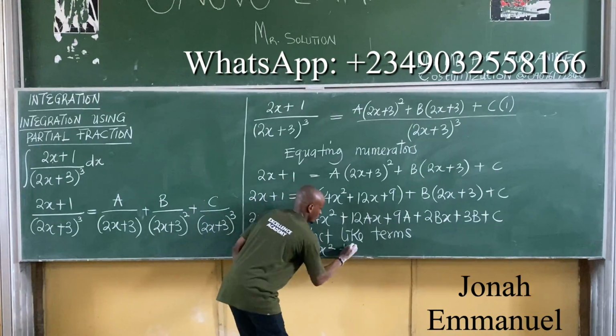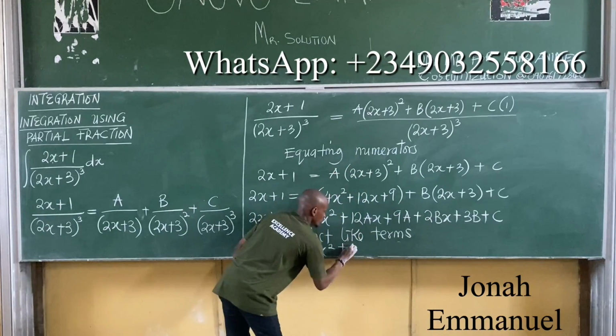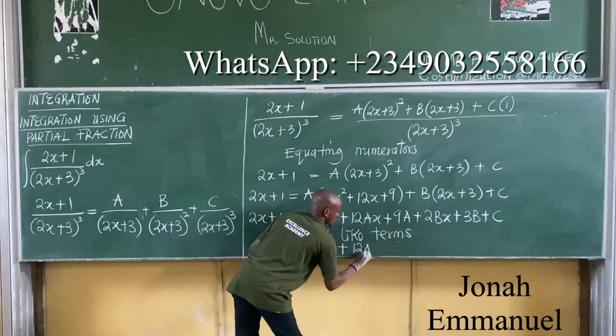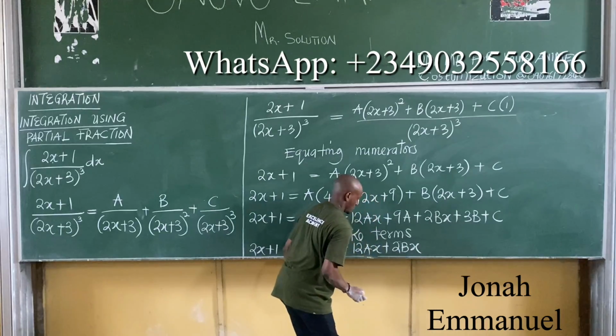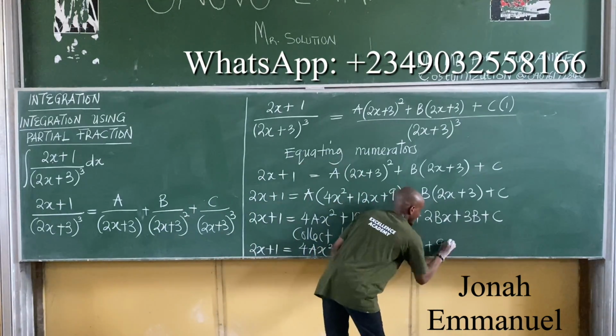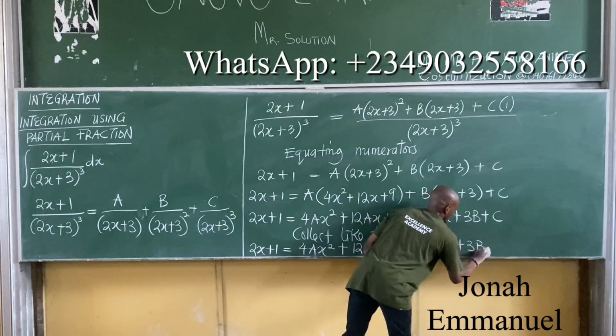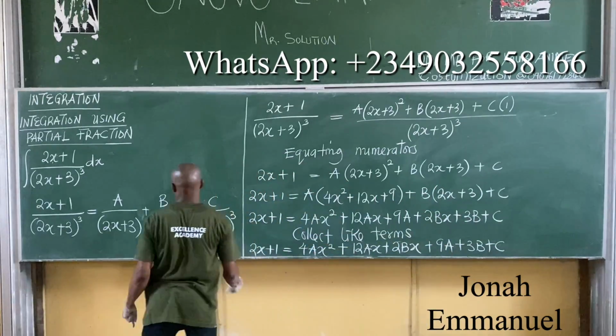4ax squared. X times 2ax, 2bx. So this is 12ax plus 2bx. That's our constant, plus 9a plus 3b plus c. So I have this.